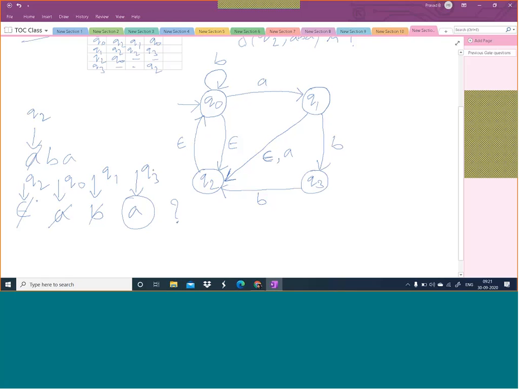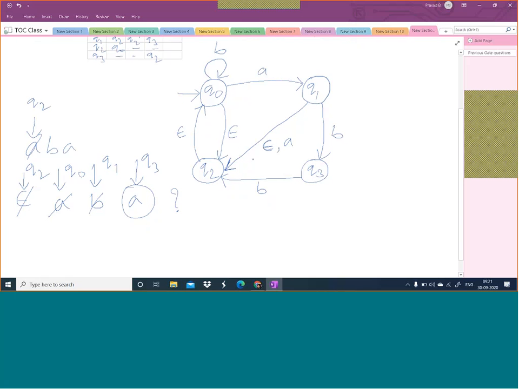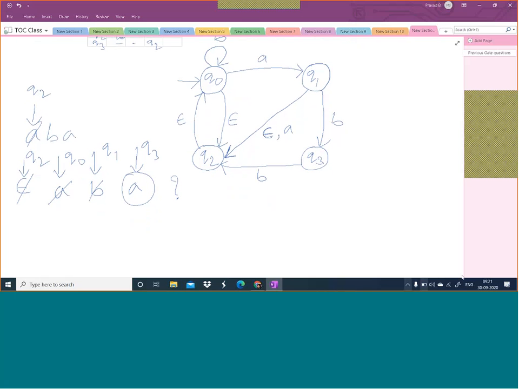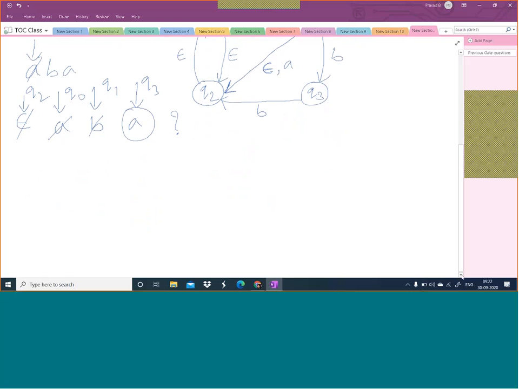Okay. So Q2 on epsilon comes to Q0. Q0 on A, Q1, Q1 on B, Q3. Q3 is not defined for A. Okay. Now we have to go for the other alternative. Okay. Look at this. Q2 on epsilon goes to Q0.